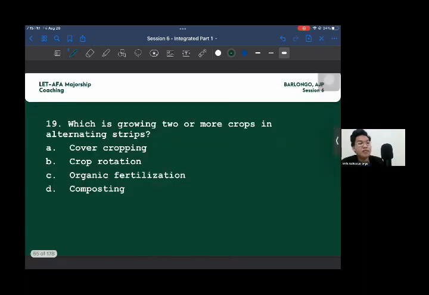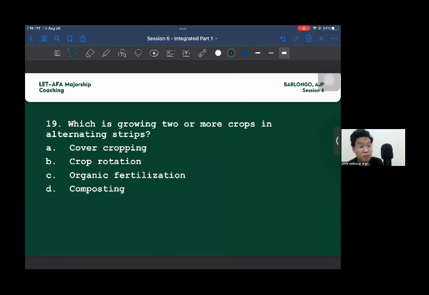Okay, number 19, which is growing two or more crops in alternating strips. A, cover cropping, B, crop rotation, C, organic fertilization, or letter D, composting. So for this one, it might surprise you na, hala, bakit parang wala naman dyan yung answer or what? Pero if meron mga ganitong questions, you must go to the best answer because that could be the answer. Or, first, tignan natin. Two or more crops in alternating strips.